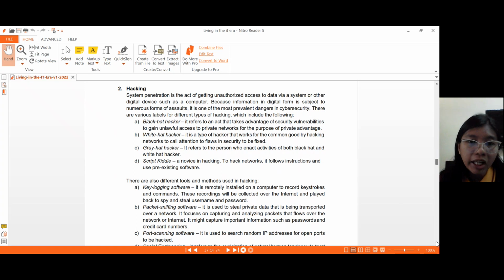Letter A, black hat hacker. It refers to an act that takes advantage of security vulnerabilities to gain unlawful access to private networks for the purpose of private advantage. Okay, so kung superficial lang yung discussion natin patungkol dito, for example, ikaw, crush na crush mo isang tao at ikaw ay IT expert, marami kang alam, pwede mo i-hack ang kanyang Facebook account sa mga pamamaraan na alam mo, so medyo mababaw lang yan.